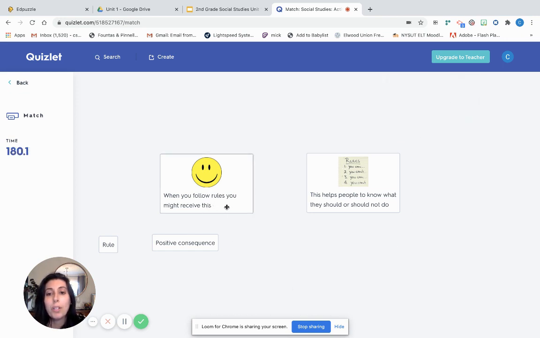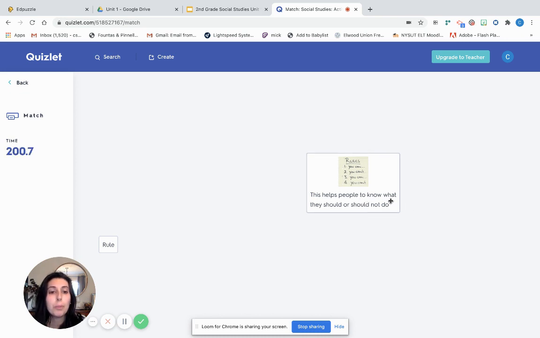Okay, and let's see. This one says, when you follow rules, you might receive this. Call it out in 3, 2, 1. Did you say positive consequence? Let's see if that's correct. It sure is. And last but not least, this helps people to know what they should or should not do. 3, 2, 1. Yes, that of course is a rule. It's the only one left.